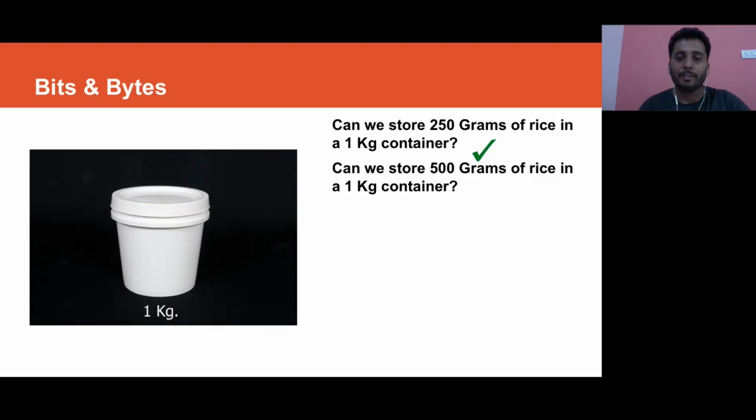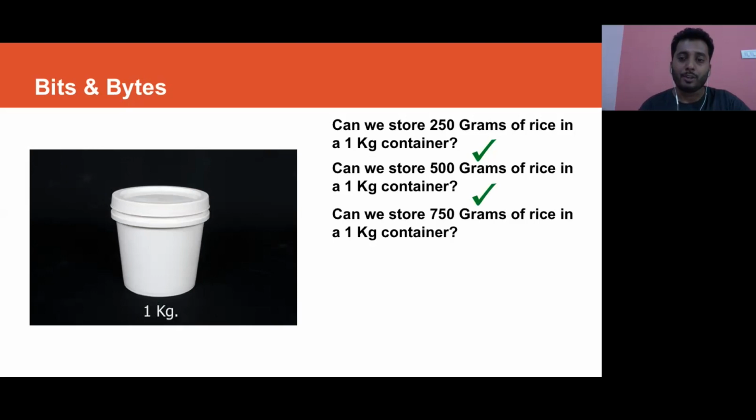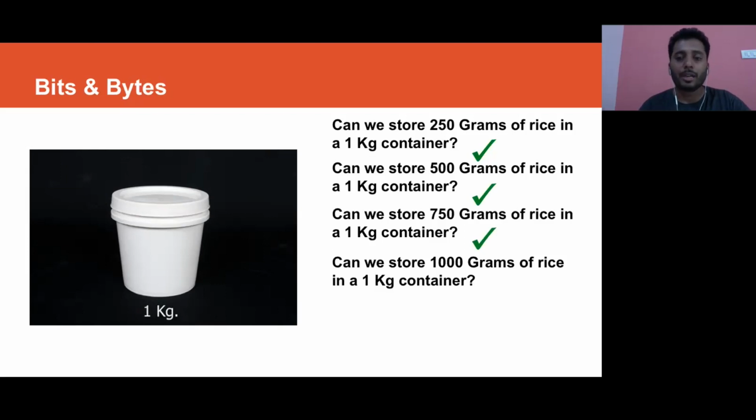Now, similarly, can we store 500 grams of rice in this 1 kg container? Yes, of course, we can store, because 500 grams is less than 1000 grams, which makes 1 kg. Similarly, can we store 750 grams of rice in a 1 kg container? Of course, yes, even 750 grams is less than 1 kg. Now, can we store 1000 grams of rice in a 1 kg container? Of course, yes, even 1000 grams of rice can be stored.